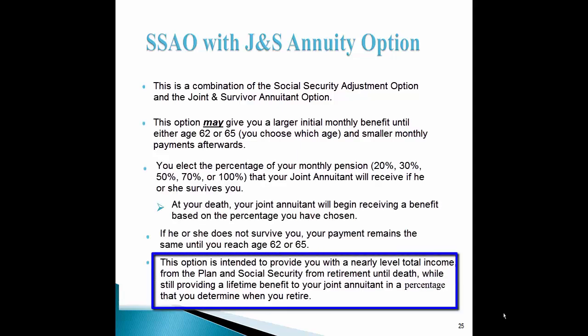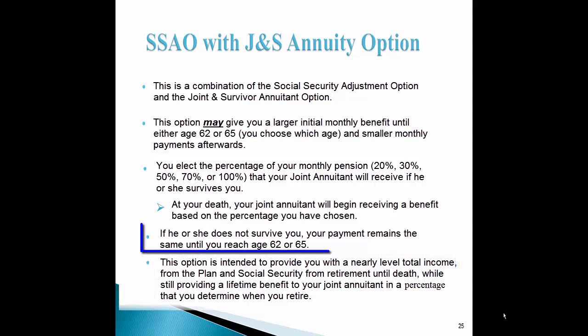This is intended to provide you with a nearly level total income from the plan and Social Security from retirement until death, while still providing a lifetime benefit to your joint annuitant in a percentage that you determine when you retire. If your joint annuitant dies before you, your payments remain the same. If you divorce or dissolve your domestic partnership, the joint annuitant you elected at retirement cannot be changed.